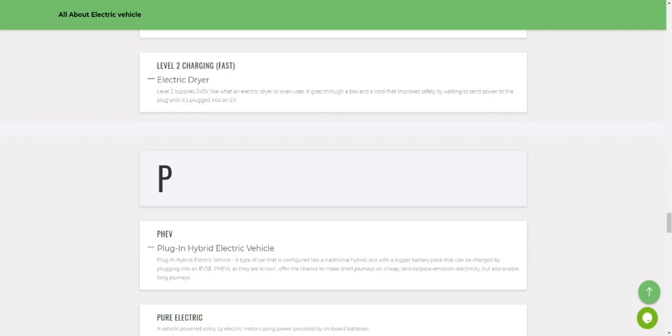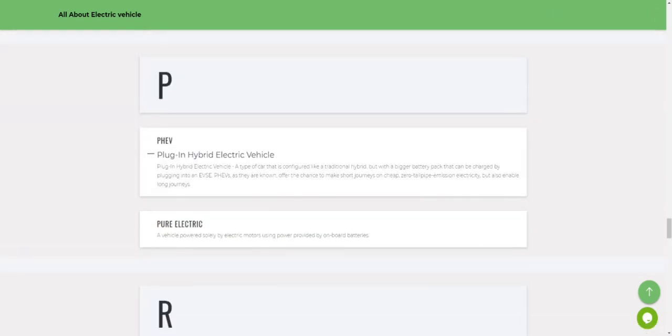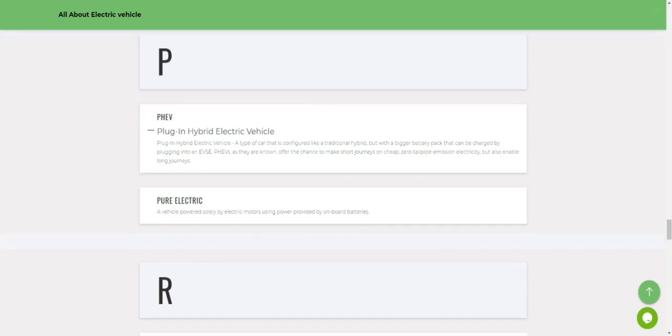And then from O, there aren't many terminologies, so I'll just explain one of it, that is OZEV, that is the Office for Zero Emission Vehicles. It is a team working across the government to support a transition to zero emission vehicles. Then there's P. Okay, now starting from P is plug-in hybrid electric vehicle. You know this is a type of electric vehicle. Then there's also pure electric vehicle, powered solely by electric motors using power provided by onboard batteries.